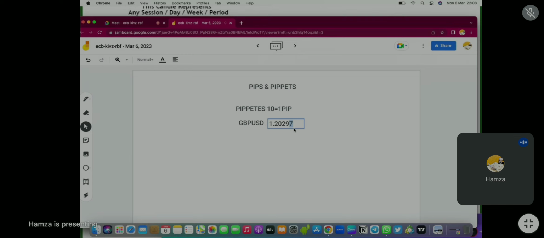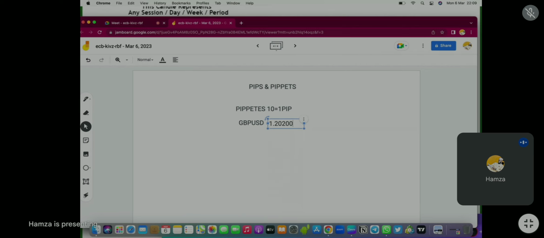This 7 here has to move 10 times. So from 1, 2, 3, 4, 5, 7, 8, 9, 10. Once this 7 reaches 9, this 9 here will move plus 1. So let's say we have 9 here, and then boom, it reaches 10. This 9 here will move, and then it turns around and comes back to 0, meaning we just had 1 pip movement.